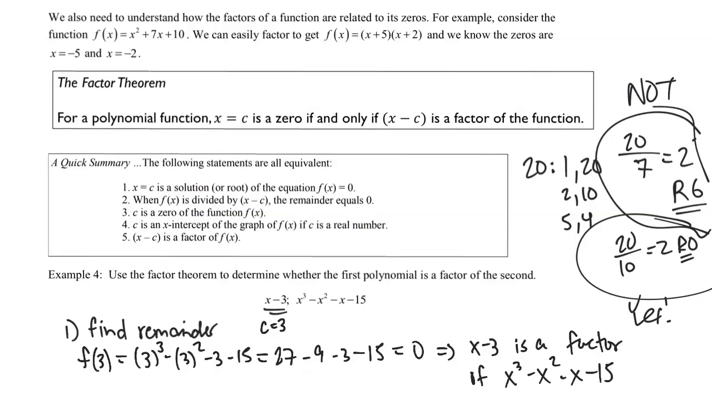x minus 3 is a factor of that particular function. And again, the reason I know that is because I found the remainder and it was equal to 0. If the remainder had been any non-zero number, then I would have to say that no, it is not a factor of this particular polynomial.